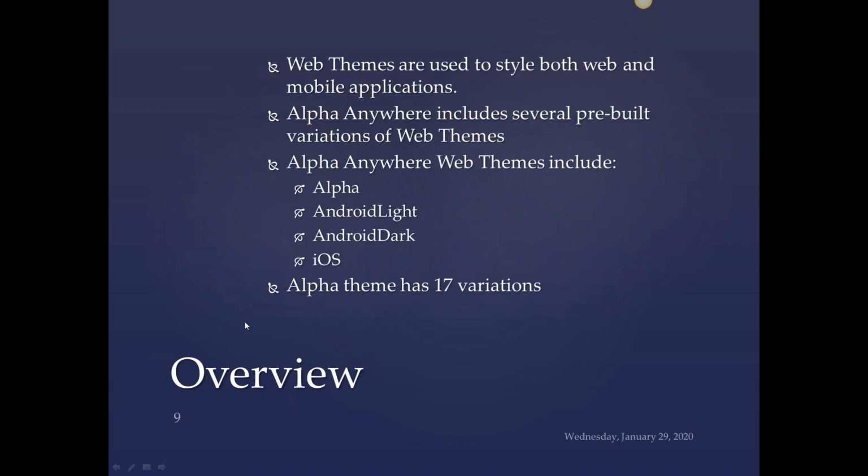Web themes are used to style both web and mobile applications, which I've already mentioned. We ship several pre-built variations of our web themes. Our base web themes include Alpha, Android Light, Android Dark, and iOS. Alpha is the newest one. Android Light, Android Dark, and iOS are a little bit older. And only the Alpha theme has variations, of which there are 17.